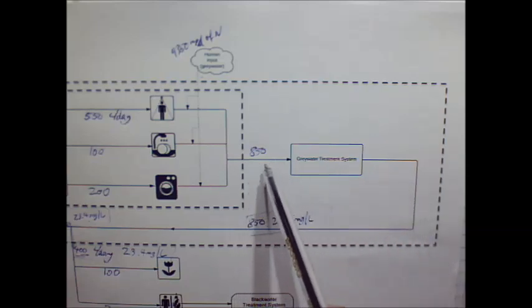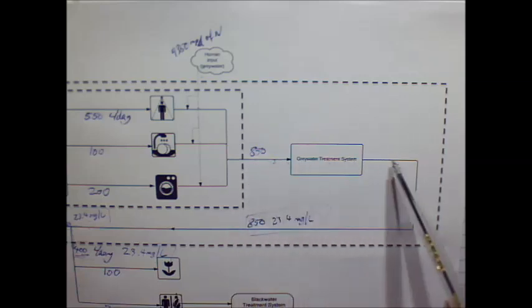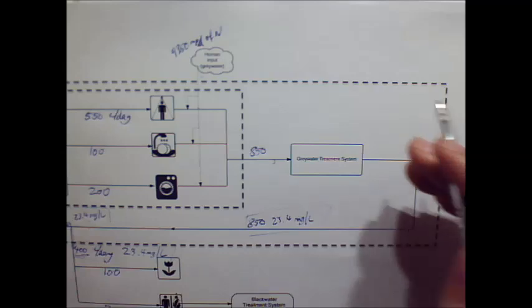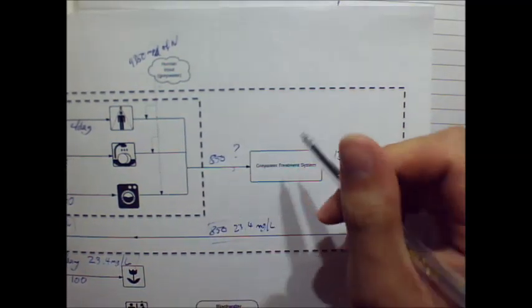We need to know how much grey water, or how much nitrogen is in here, so we can calculate how much to remove out of the system. If we have 18.9 here, what is this? So that way we can know how much to remove out here.